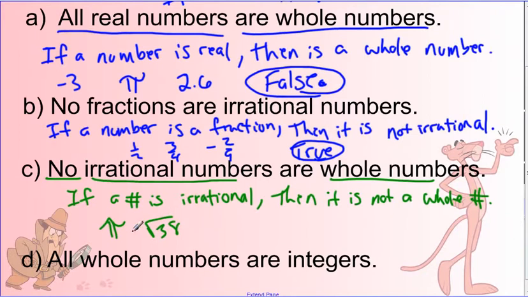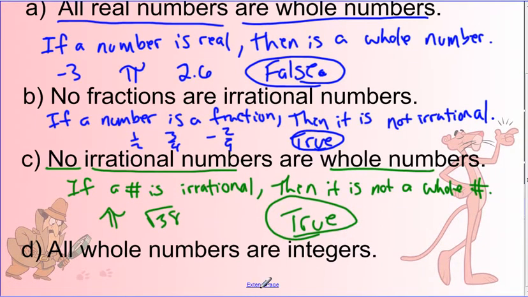Well, are these whole numbers? No, which makes this part true. This is a true statement. By definition, irrational numbers cannot be whole numbers. They are numbers you cannot write as fractions. And every whole number you could write as a fraction.